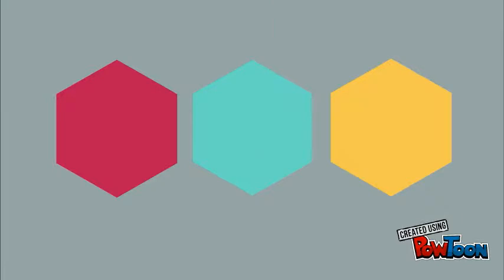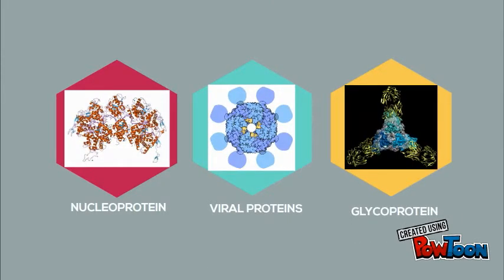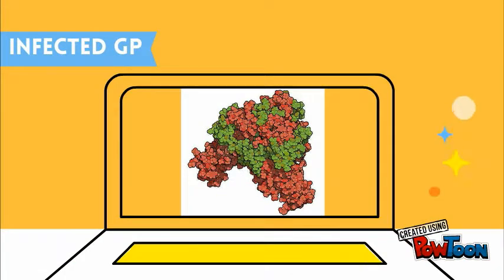Some proteins that are affected are nuclear protein, viral proteins, and glycoproteins. But the one we are focusing on today is the membrane-associated protein GP1. This is the molecular structure of the glycoprotein that is infected with the virus. The region in red is the affected GP1, and the region in green is the affected GP2.